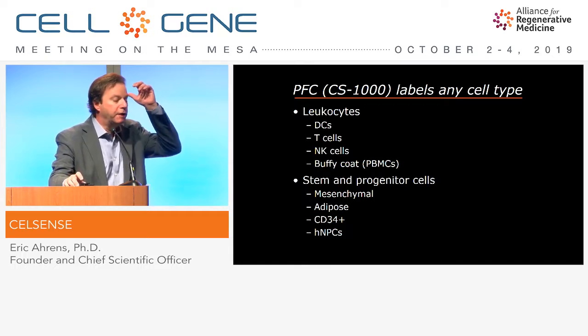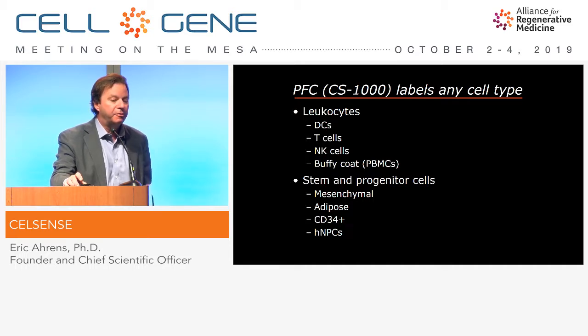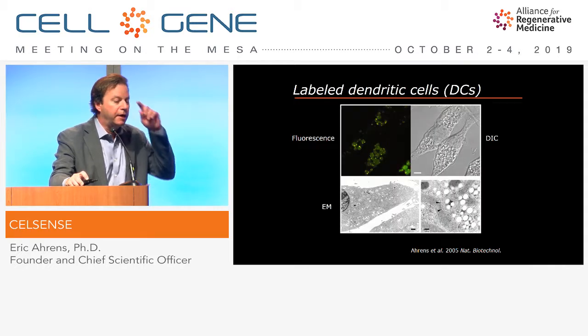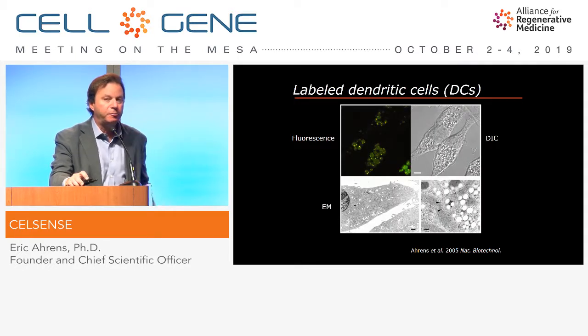The commercial version of this material is called CS1000. It's manufactured and sold by Celsense. It labels any cell type: leukocytes of the various flavors, stem cells, and progenitor cells. Any cell type we've tried to label, we've been successful. Here's an early example of the labeled dendritic cell. This is microscopy showing the intracellular distribution of the label.